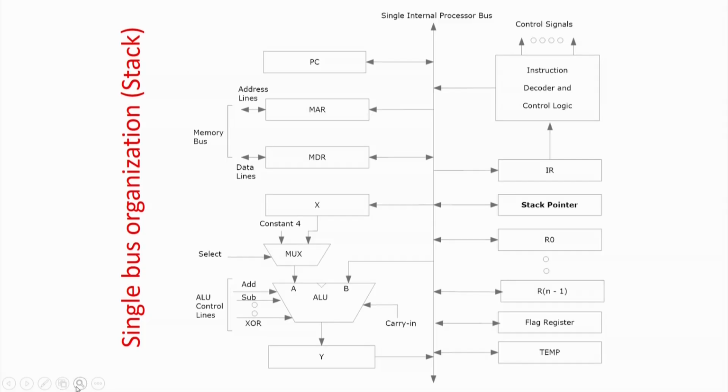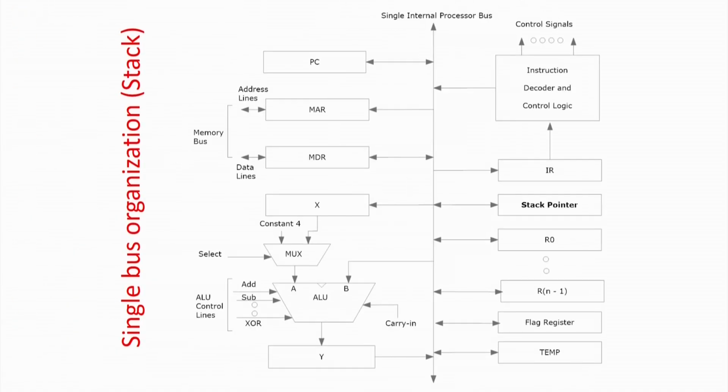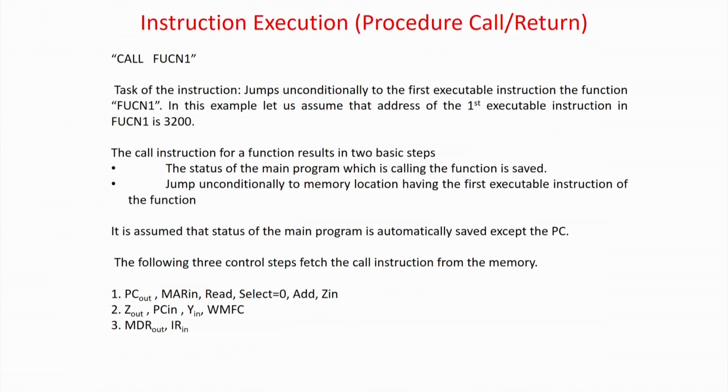So, we use the same single bus architecture, but with only one addition, that is the stack pointer. If you look at it, I have put one stack pointer over here. The stack pointer is very important, because in this case you have to save the value of the PC, and where the value of the PC will be saved is defined by the stack pointer. Along with the PC you also have to save other things like temporary registers and accumulators, which for the time being we are assuming are set as default.